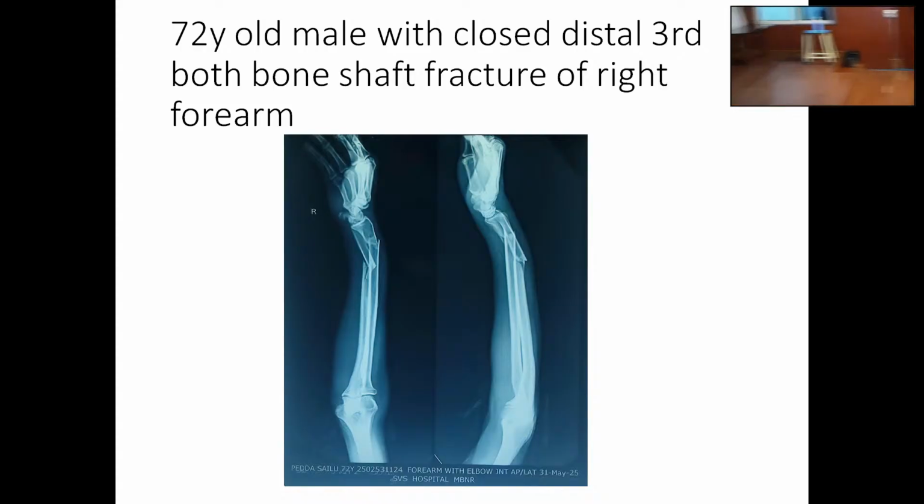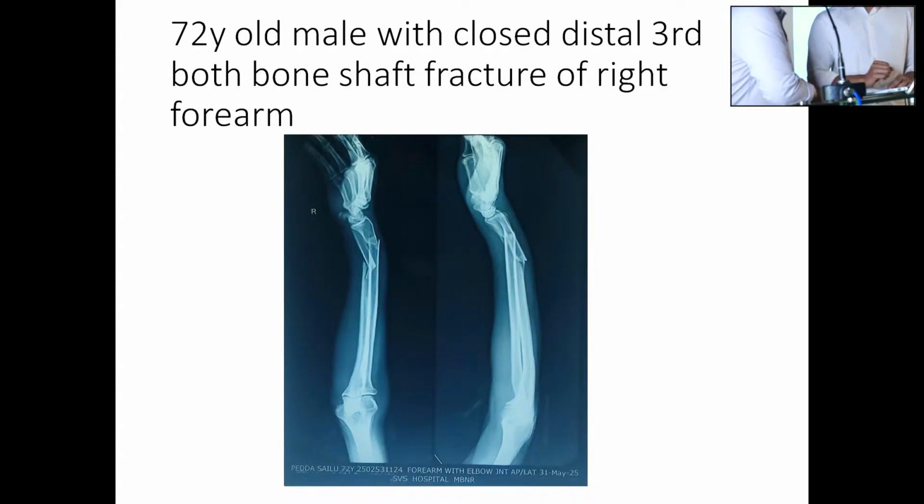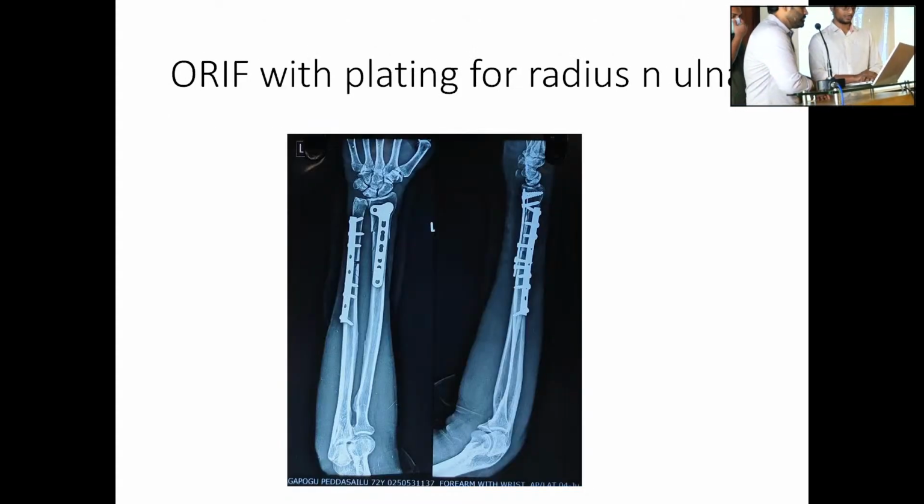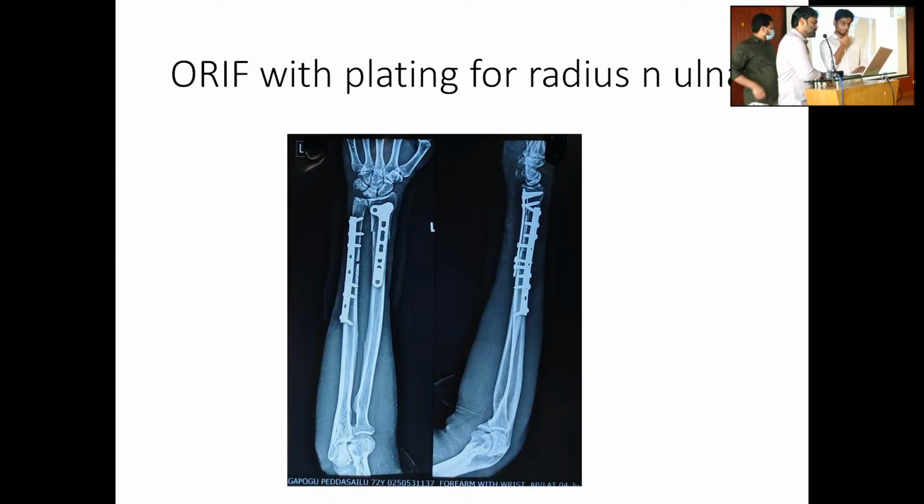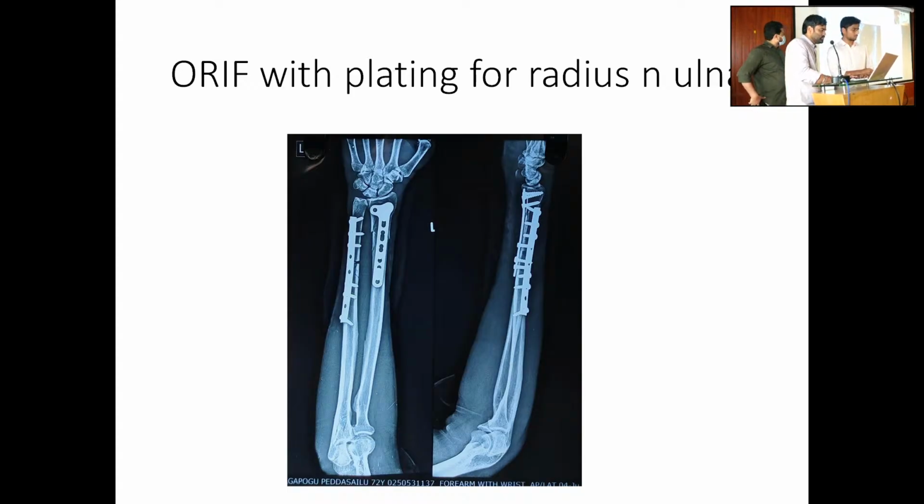72 years old male with closed distal third both bone fracture of right forearm, sir. We have done open reduction, internal fixation with plating for radius and ulna, sir. For radius, Henry's approach, sir. We went through between brachioradialis and radial artery. And Ellis plate, sir.